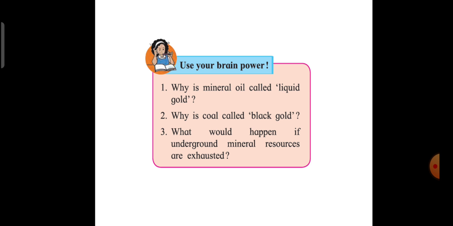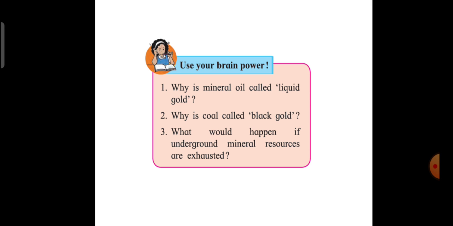Second question, why is coal called black gold? Coal, we know, is black in color. Again, coal is also a very important fossil fuel, and it takes thousands of years for its formation. Therefore, it is considered valuable, and hence it is known as black gold.